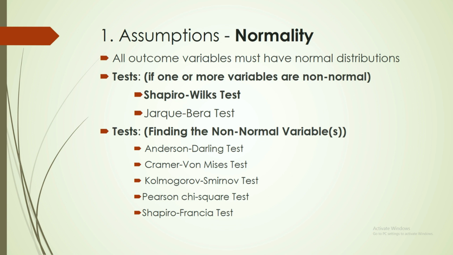In order to test this assumption, we can use the Shapiro-Wilk test. The Shapiro-Wilk test will test whether or not one or more of the multiple outcome variables are non-normal, and if we want to figure out which variable is non-normal amongst the several outcome variables, we can use one of these 5 tests in order to find the culprit.